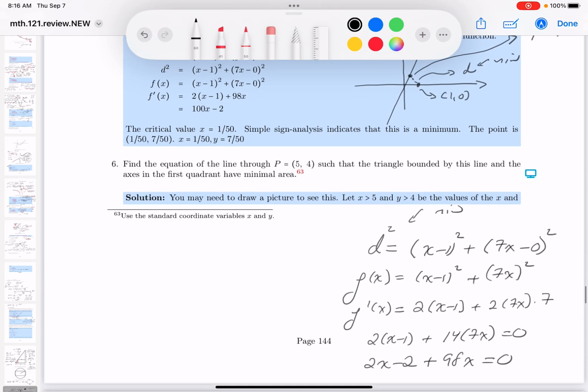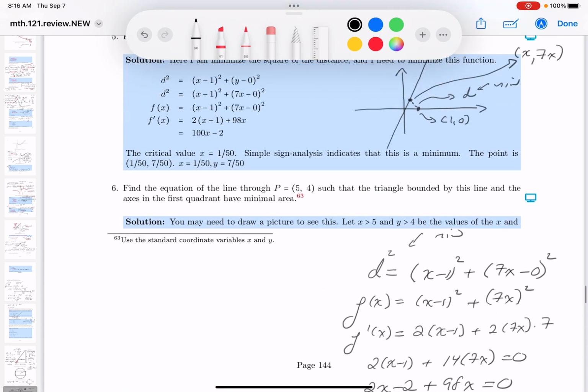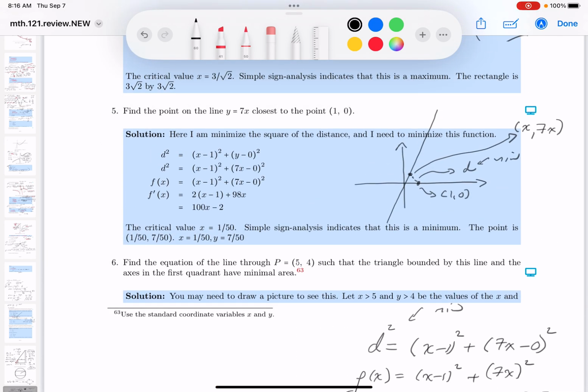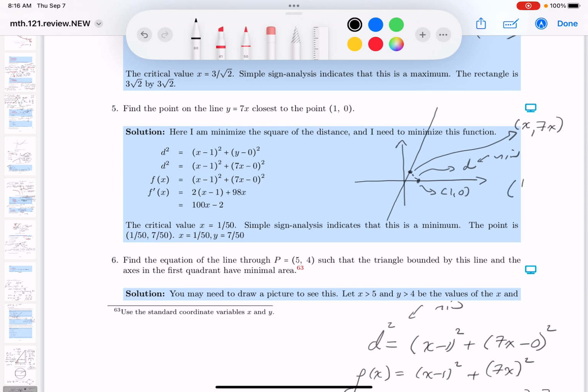And I'm going to analyze this thing. Maybe I don't really think I need to analyze it. I think it's pretty clear. So let's write that down. So x is going to be 1/50. And what's the y going to be? 7/50.